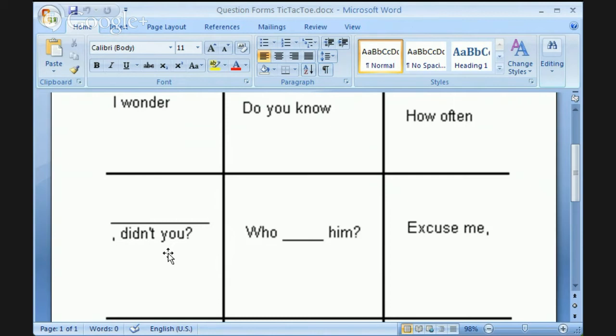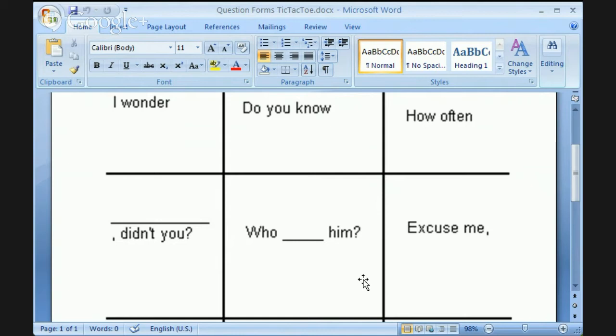You didn't do your homework, did you? Excellent. Notice that now the statement part of the tag question is a negative statement. You didn't do your homework. Very good. Did you? So there you go. That's what I wanted to point out. Excellent job, Ruben. If you have a positive statement, negative tag. A negative statement, positive tag. Very good. Excellent. Thank you. Give yourself an X.